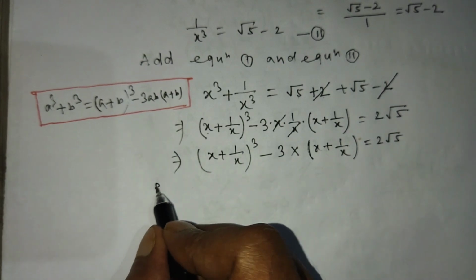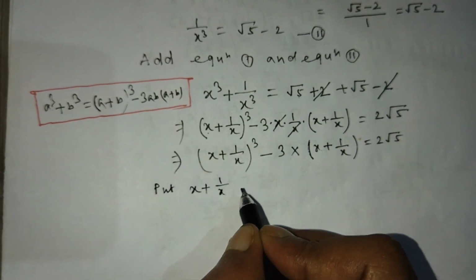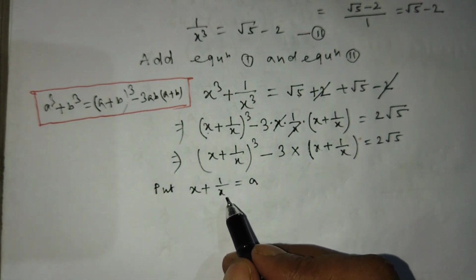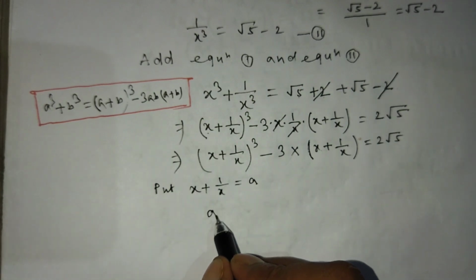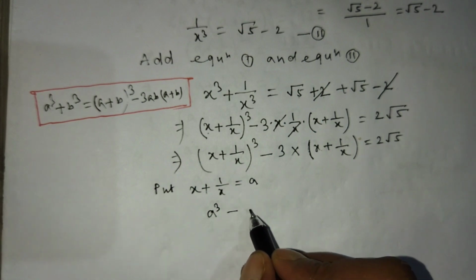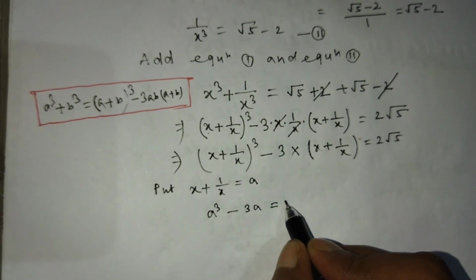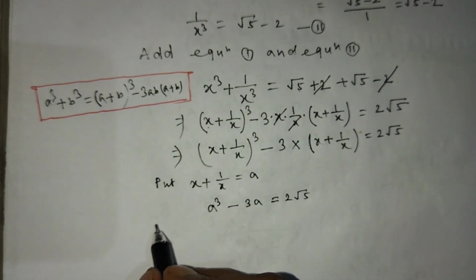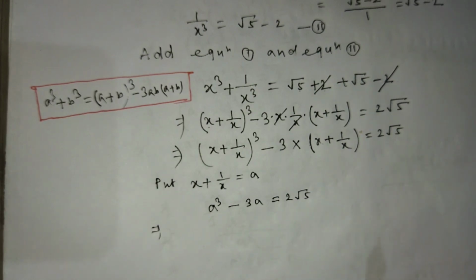Okay, put x plus 1 by x is equal to a. So my dear student, if you put the value of x plus 1 by x, then the equation becomes a to the power 3 minus 3a is equal to 2 root 5. Okay student. So my dear student, we have to transpose 2 root 5 from right side to left side.